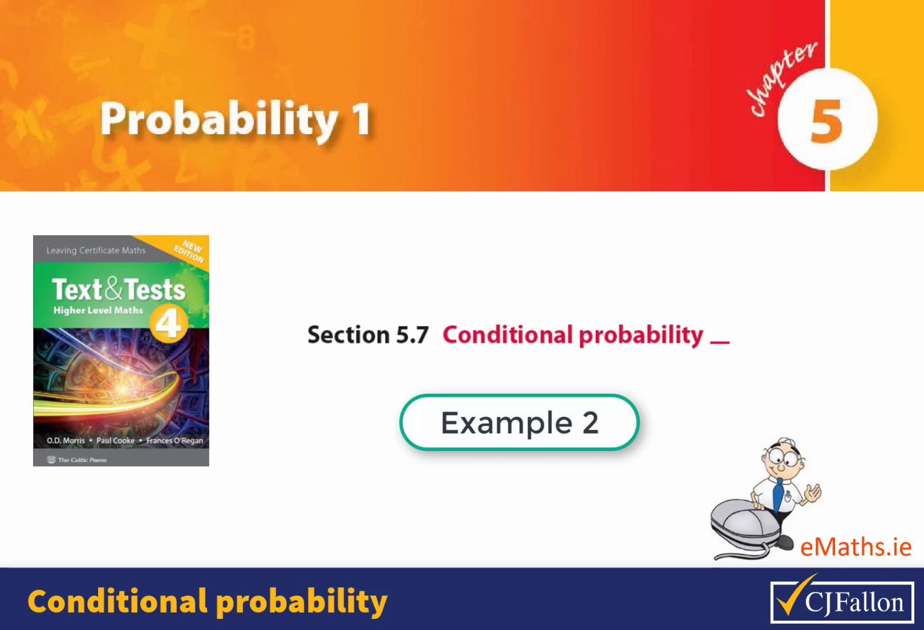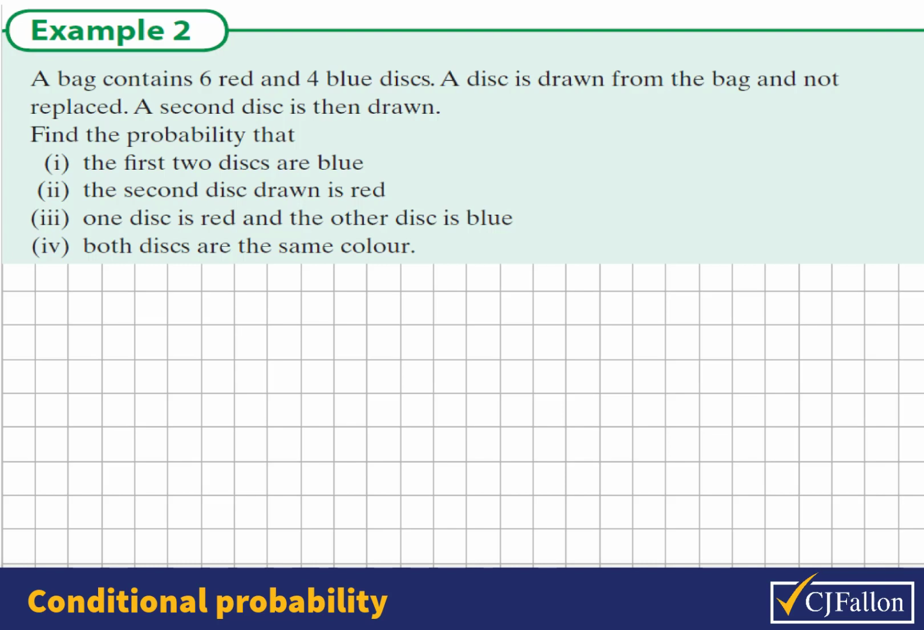Conditional probability example 2. A bag contains 6 red and 4 blue discs. A disc is drawn at random from the bag and not replaced. That's important. And then a second disc is drawn from the bag. So let's draw a little picture so you can imagine this. So we have 6 red and 4 blue discs in the bag.